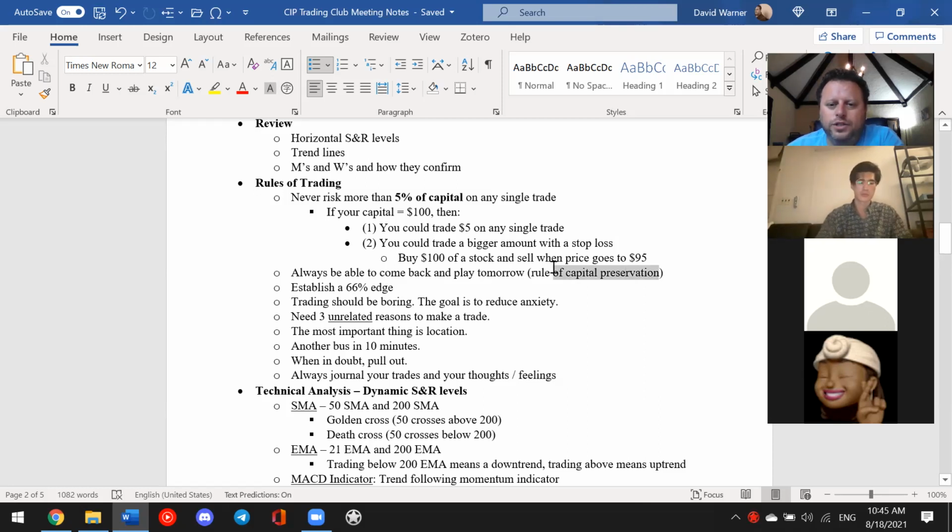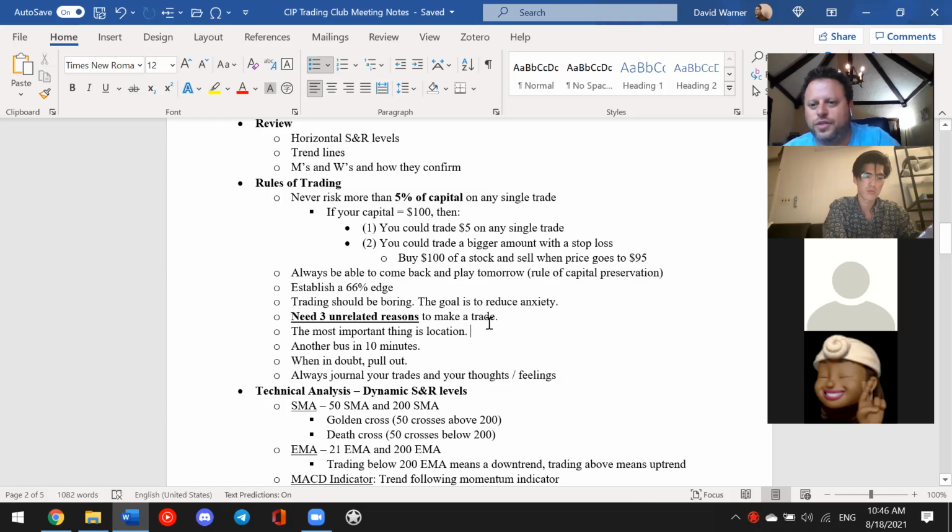Then you want to always preserve your capital, establish an edge. That'll take time. Trading should be boring. You need 3 unrelated reasons to take a trade. One reason, like there was a W, that's not enough. Now, if you have a support and resistance level and it's touching that, and it's a W, and you have another reason, which we'll talk about today, then okay, but you cannot take a trade for one reason. I took 5 trades yesterday, all for one reason, and I lost every trade, and it was terrible. It's like fighting someone and just getting hit in the face over and over.